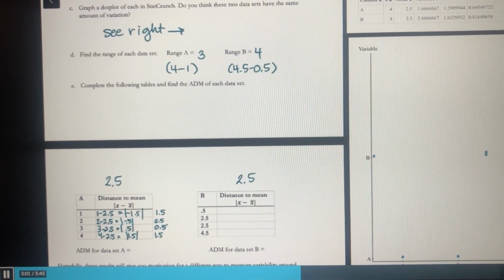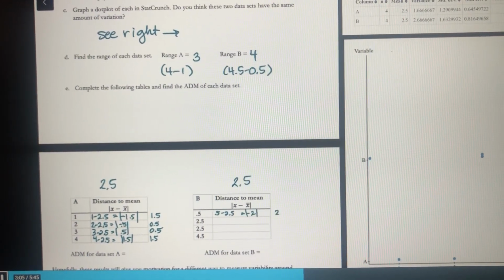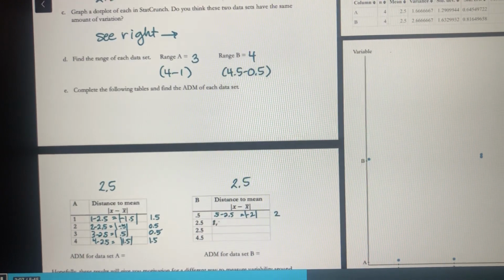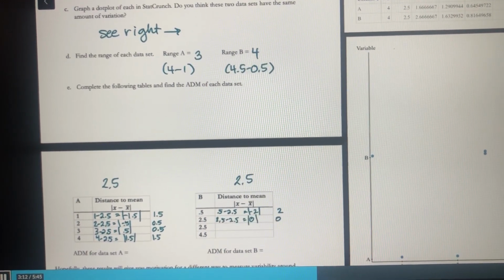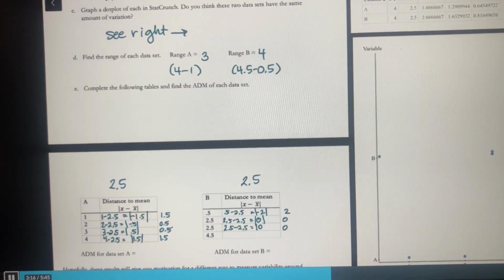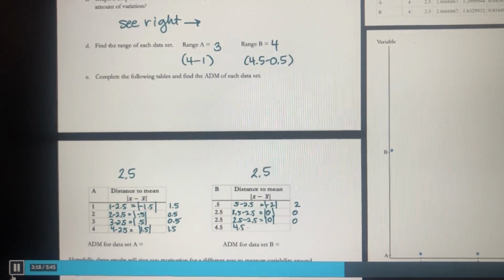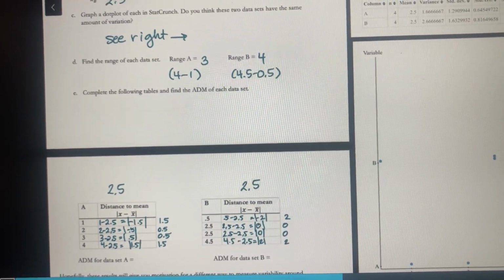Now we have 0.5 minus 2.5, which is negative 2, whose absolute value is 2. 2.5 minus 2.5, which is 0. Absolute value of 0 is 0. That's the same thing for the next line because it's the same number. And then 4.5 minus 2.5 is 2, and the absolute value of 2 is 2.